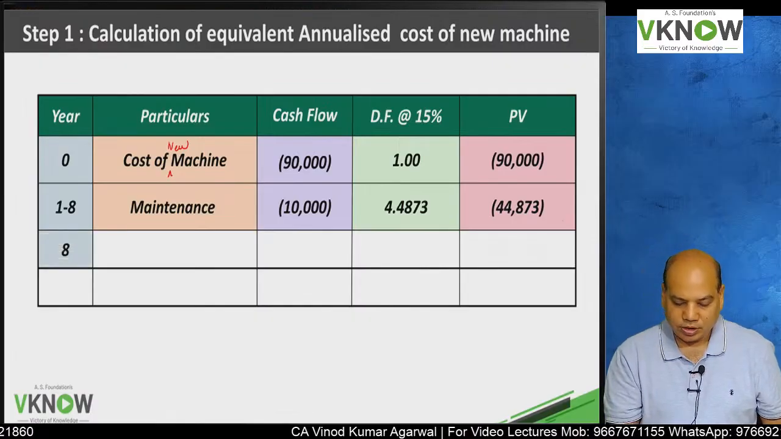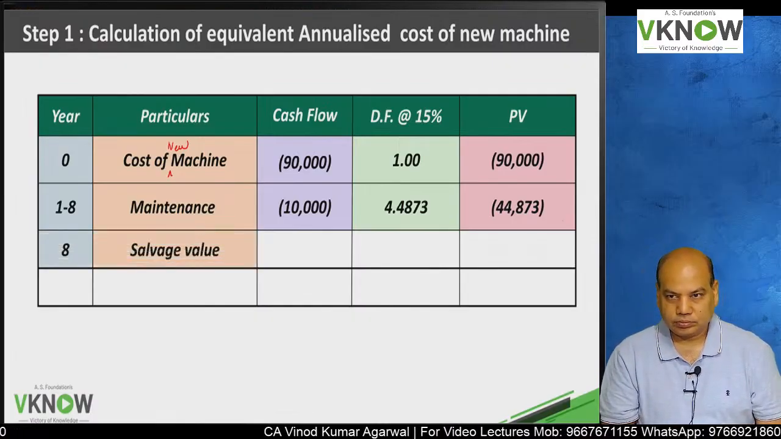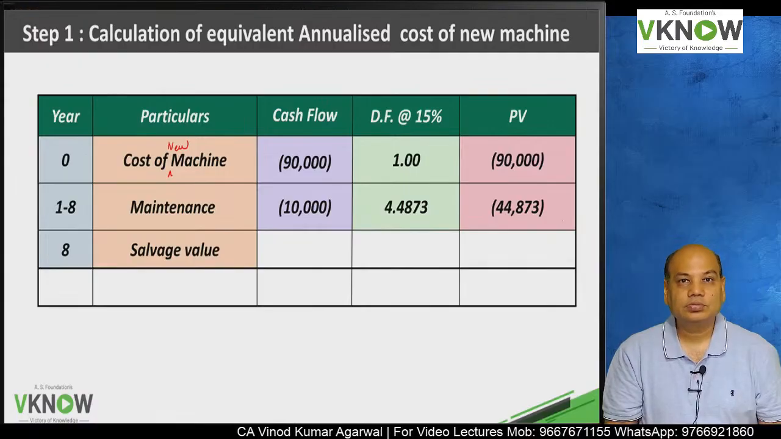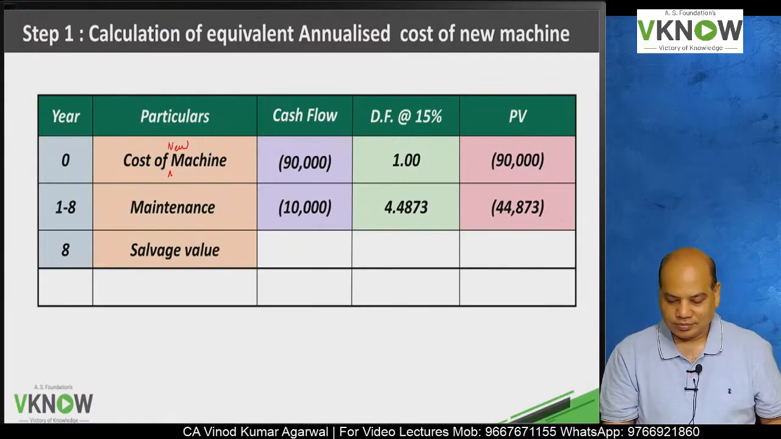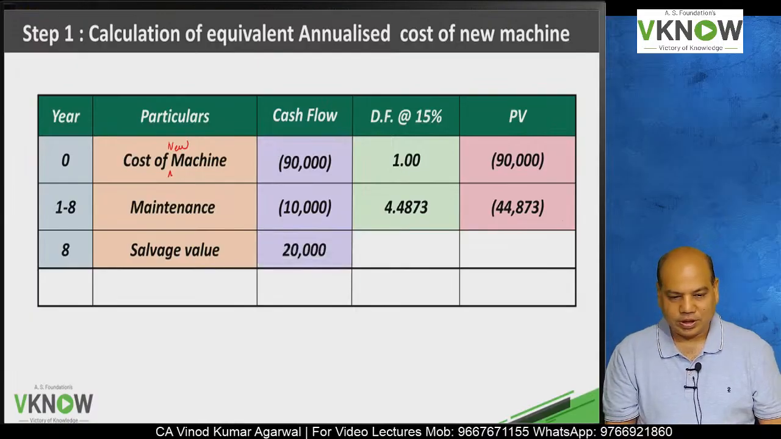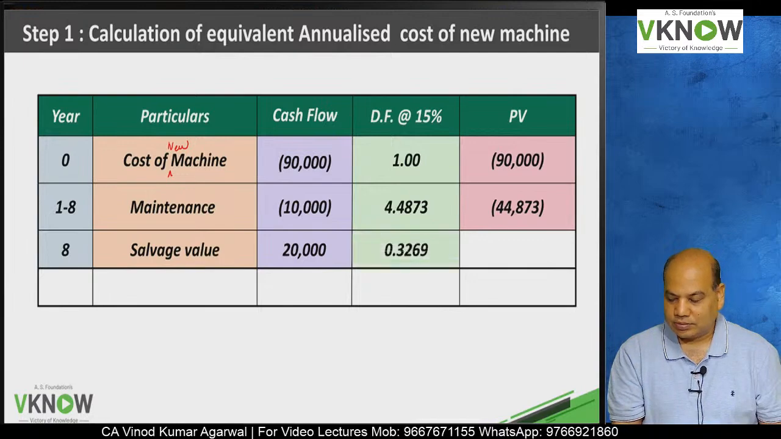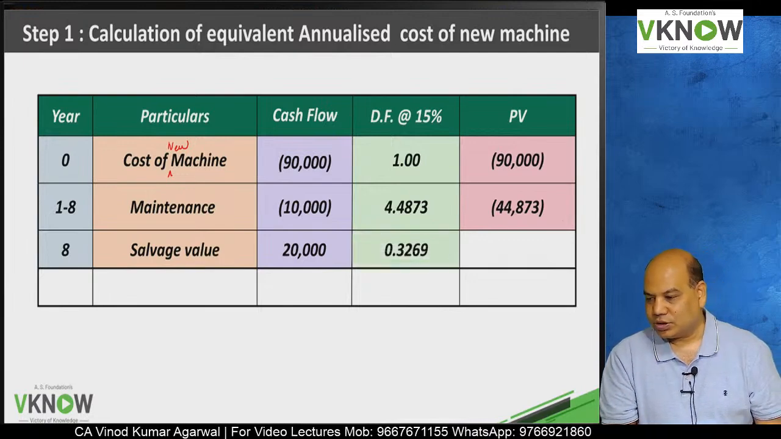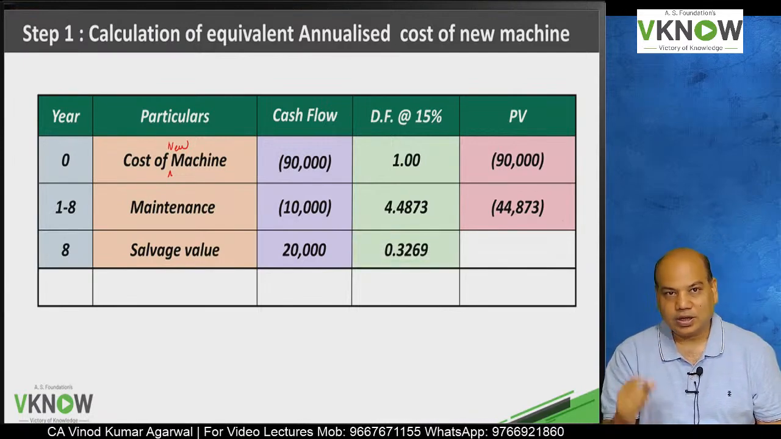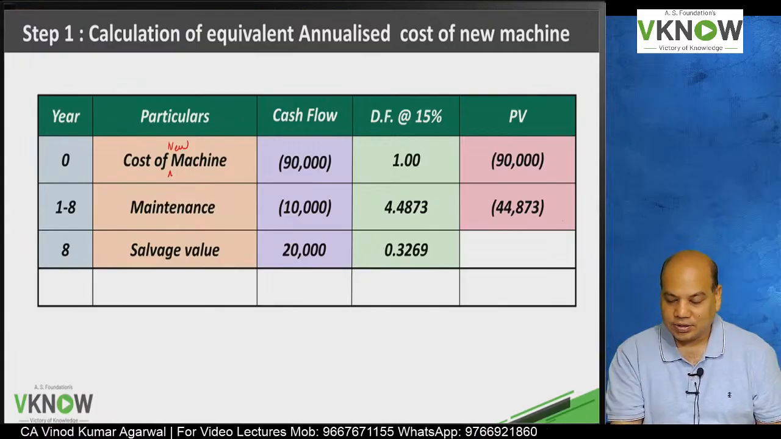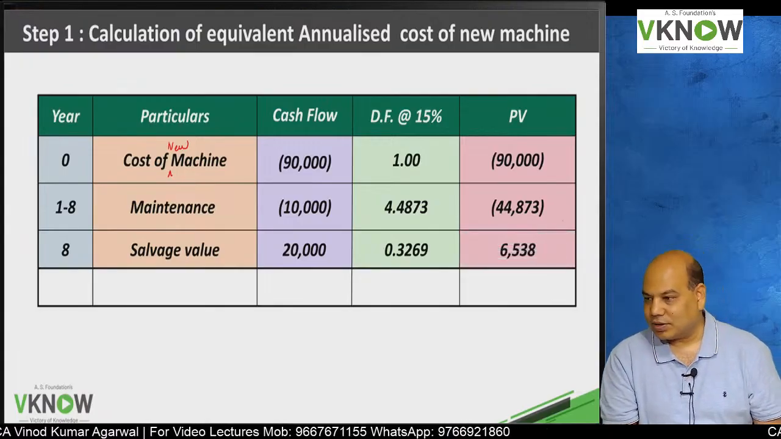4.4873. Year 8 salvage value is 20,000. The 8th year factor is given, take it: 0.3269. Multiply: 6538.